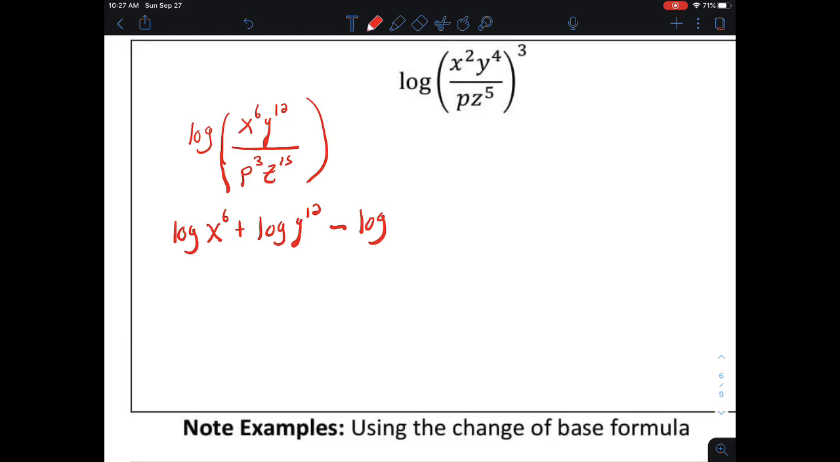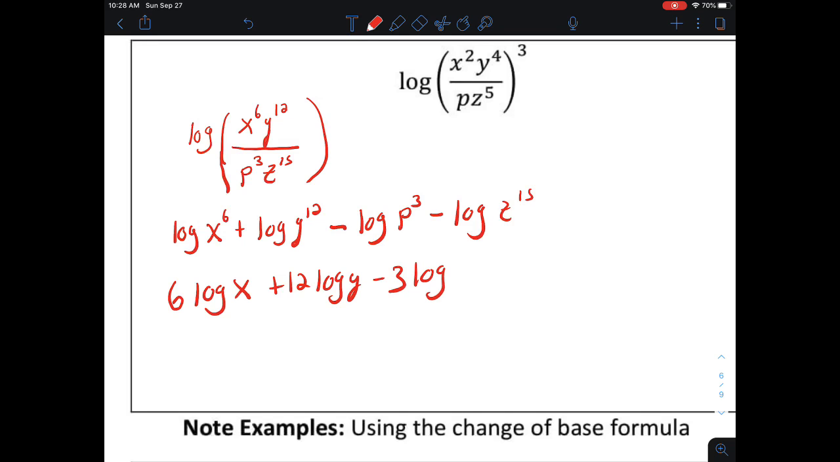It'd be minus log of p to the 3rd. And the z to the 15th is also dividing the x to the 6th and y to the 12th. So I'd do minus log of z to the 15th. And the last thing left is to take all exponents and write them as coefficients of your logs. So it'd be 6 times log of x plus 12 times log of y minus 3 times log of p minus 15 times log of z.